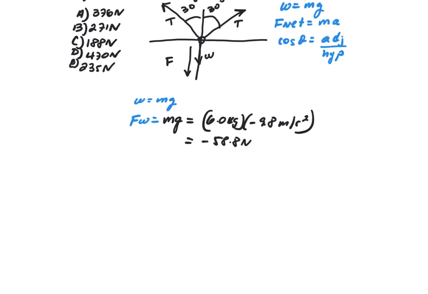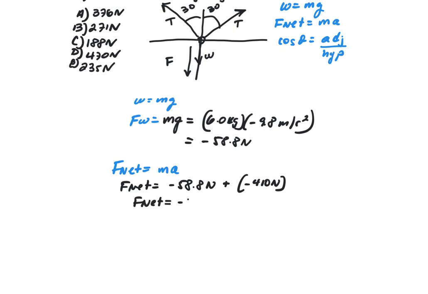Then let's search for our net force, which equals mass and acceleration, and the force will be negative 58.8 newtons plus negative 4.10 newtons, which comes out to negative 469 newtons.